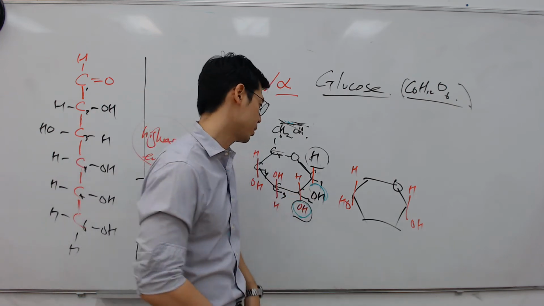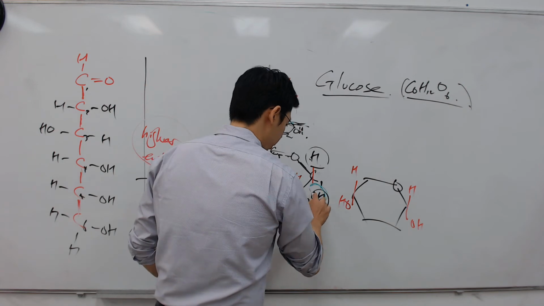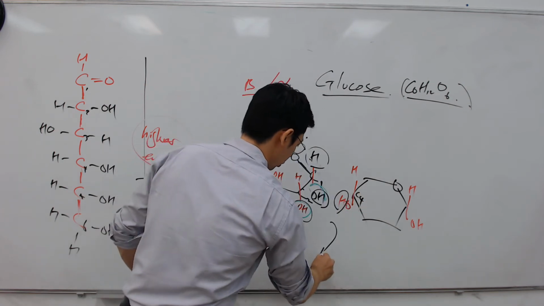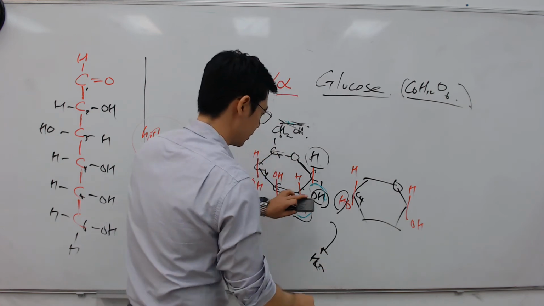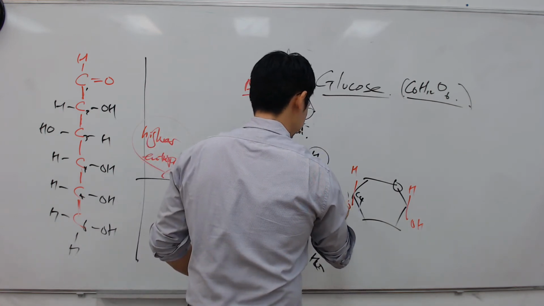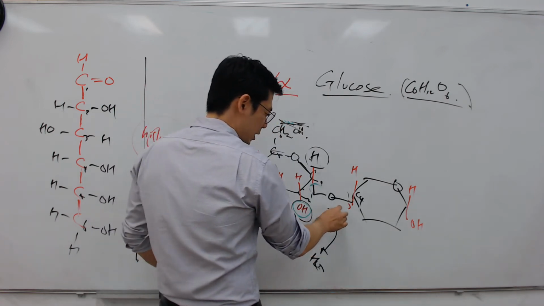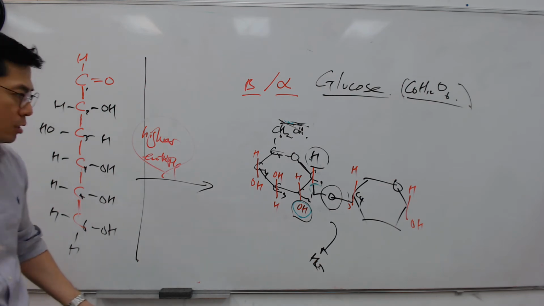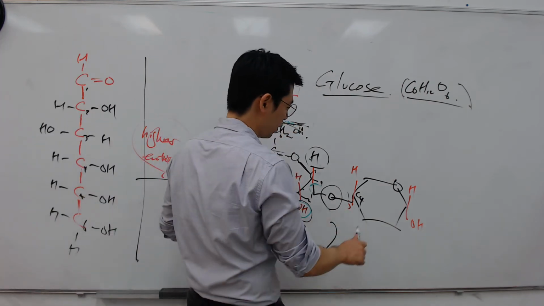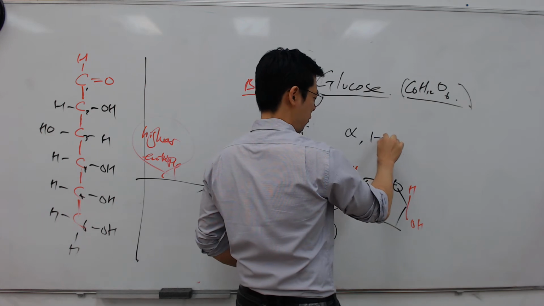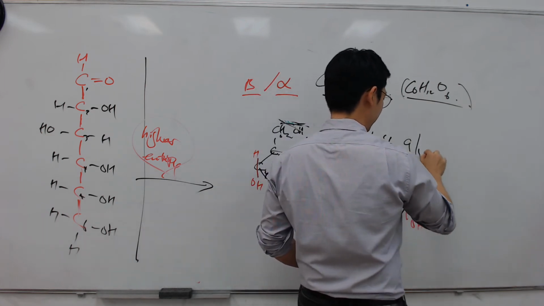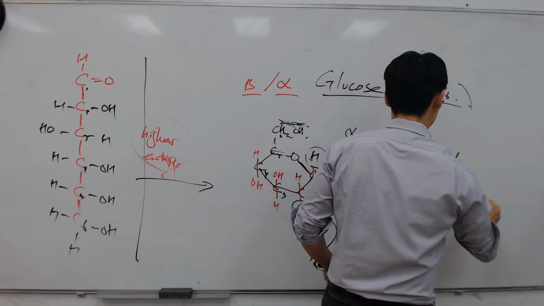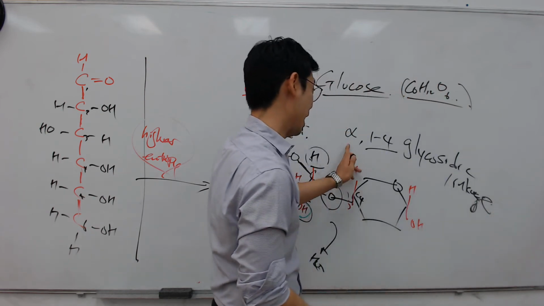Create a covalent bond. So the OH group on the C1 goes out, the hydrogen on the C4 goes out. What happens, guys? H2O pops out. What happens, guys? They will create a covalent bond. This bond that was created between the C1 and C4 of the adjacent carbohydrate, we call this what, guys? Alpha 1,4 glycosidic linkage.